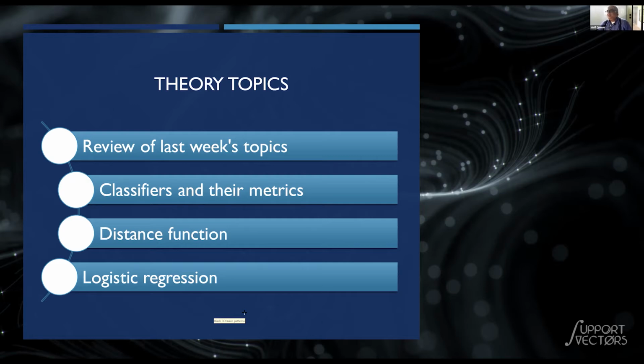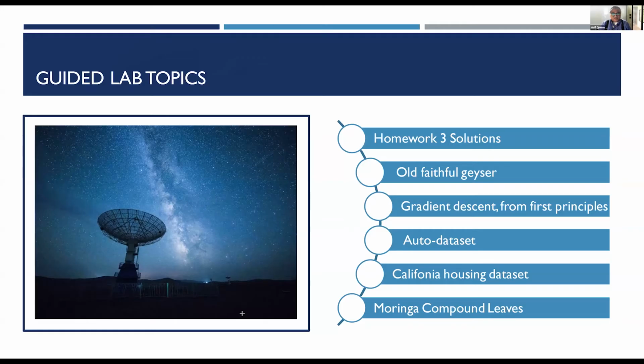When I find that all of them are making mistakes in a common area, what it tells me is that I need to repeat that topic. You haven't gotten it. And I will repeat those topics. Right? So feedback is important in the learning path. So that's that. The guided labs, we will do some solutions to homeworks. Then we will deal with a data set that pertains to the Old Faithful geyser in the Yellowstone National Park.